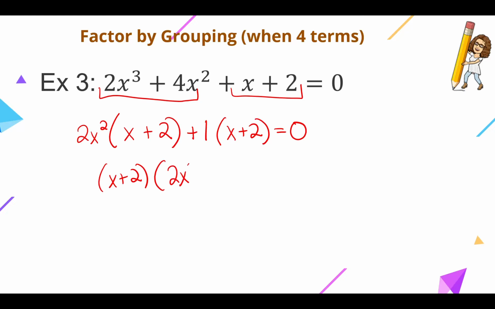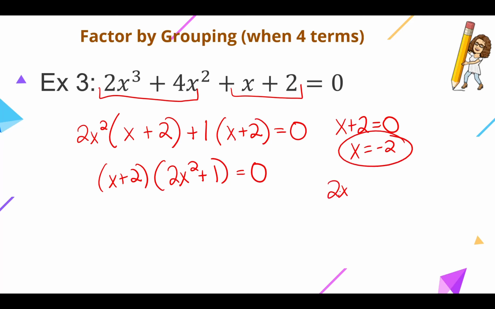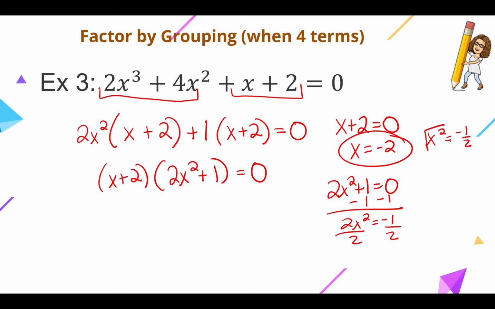I'll be left with 2x squared plus 1 equals 0. So, setting equal to 0, x plus 2 equals 0. I get negative 2 for one of my answers. 2x squared plus 1 equals 0. Subtract 1, divide by 2. I'll get x squared equals negative 1/2. Hold up. I can't take the square root of a negative number. That doesn't work. So this one has no answer.